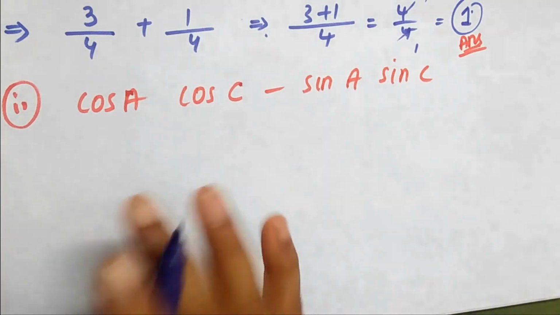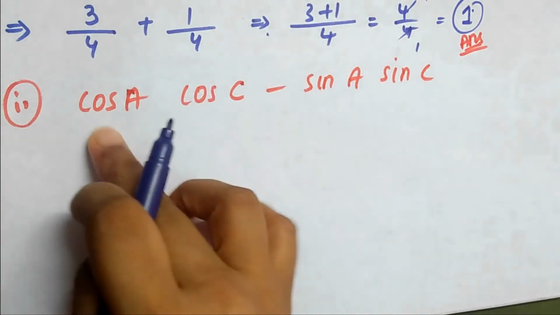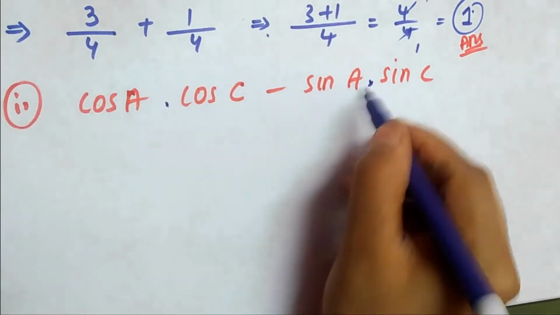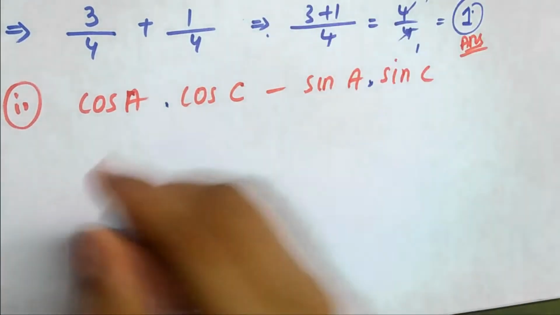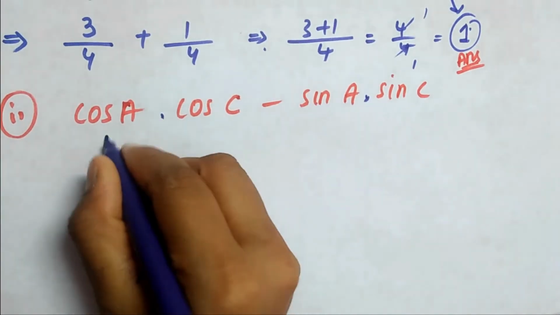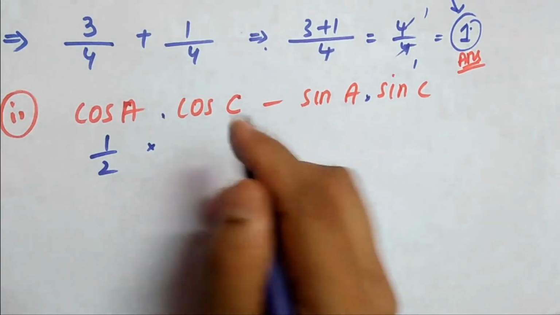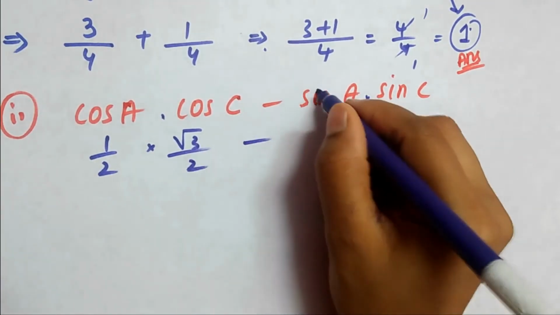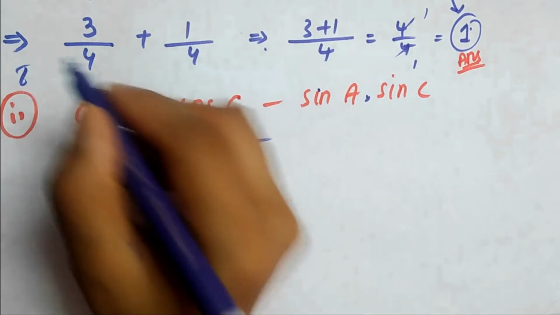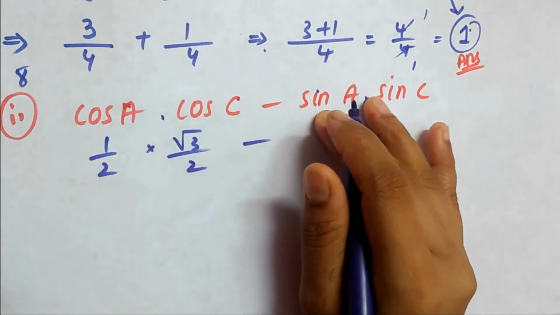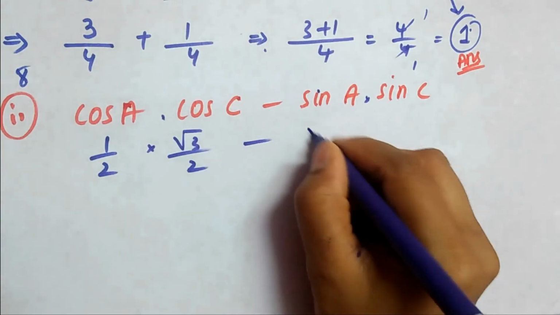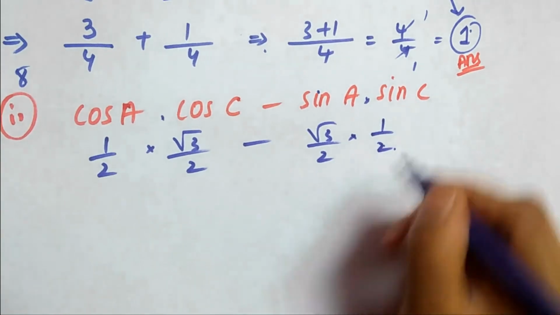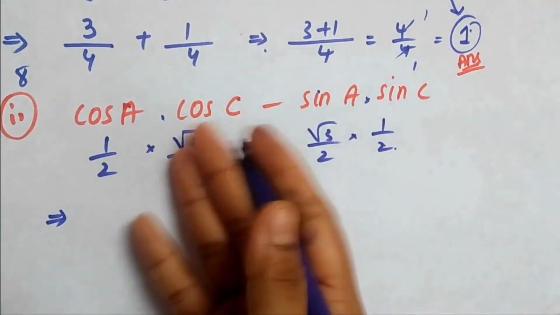In the next part, we have already arrived at cos A, cos C, sin A and sin C. We just need to put them in this formula. What is cos A? We have already arrived at it in the problem. It is 1/2. What is cos C? It is √3/2, right? Minus, we are doing the second part of the problem. What is sin A? It is √3/2. And what is sin C? It is 1/2.